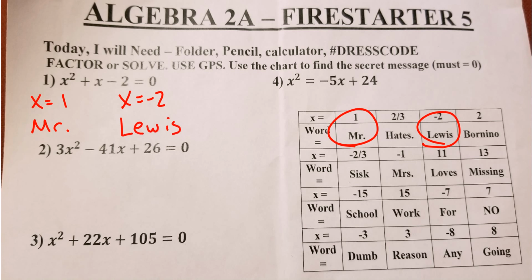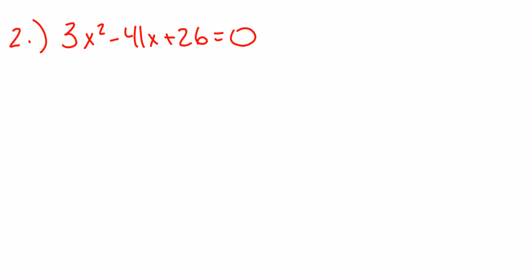Alright, now I'm going to go right on to number 2. So it already equals 0. That means I can start factoring it. So the first step is find the factors of the first term. So to get 3x squared, I need 3x and x. How do I get 26? Well, 1 and 26, 2 and 13.